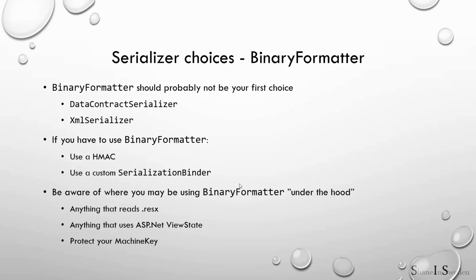View state is actually protected by HMAC, and the key used to validate that HMAC is actually the machine key on your server. So if you're using view state, make sure that the machine key on your server is just as protected as other important secrets. So binary formatter should not be your first choice. There are other alternatives. If you're going to use it, make sure you use it properly, and also be aware that you may not have a choice in using it.